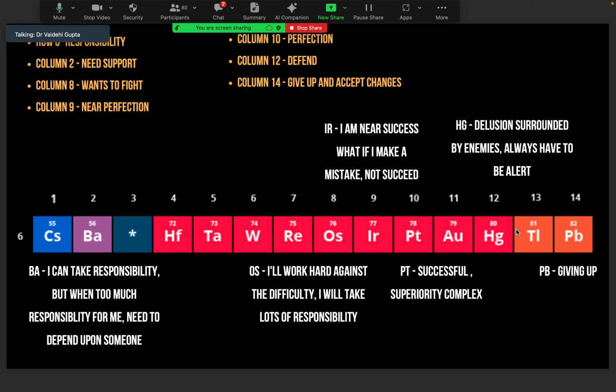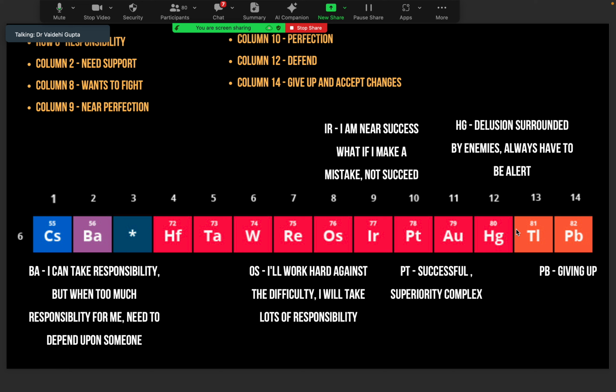Column 9, iridium, they are near perfection. I am near success. What if I make this mistake? What if I won't succeed? So they want to succeed. That's why there is anxiety because of the responsibility. Platina, they are successful.